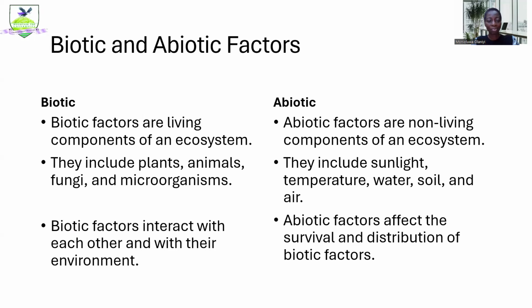If you compare both of them, we see that biotic factors are the living components of the ecosystem, while the abiotic factors are the non-living components of the ecosystem. And biotic factors interact with each other and with their environment, while abiotic factors affect the survival and distribution of the biotic factors. These abiotic factors include the sunlight, temperature, water, soil, and air, because they influence the distribution of the living organisms like plants, animals, and microorganisms, which are the biotic factors.